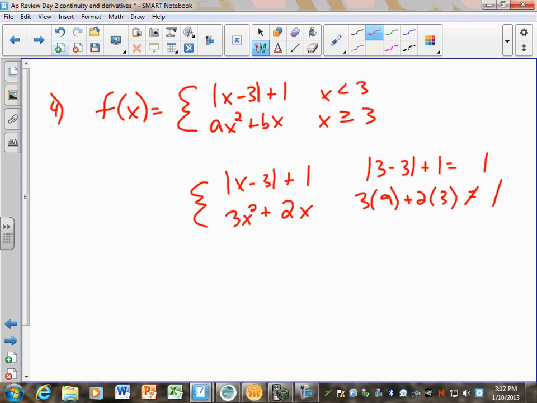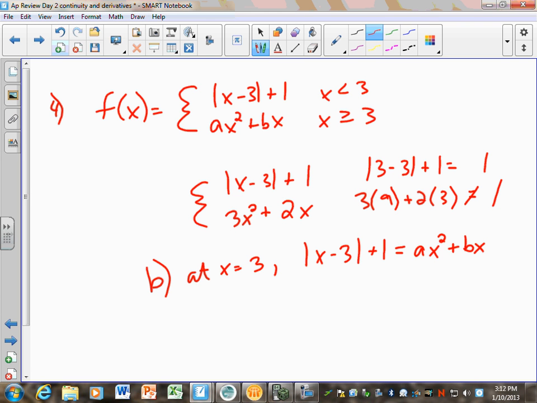Something like that. Part B, something I've seen on AP tests. Describe all values where this is continuous. So what do we know that continuous functions have to do? They have to meet up at that point in piecewise functions. So at x equals 3, do you agree that both of these pieces need to be equal to each other? So I could say the absolute value of x minus 3 plus 1 needs to equal ax squared plus bx.